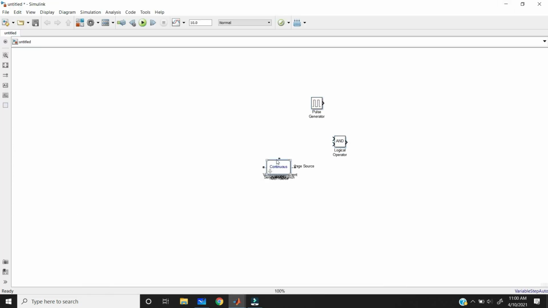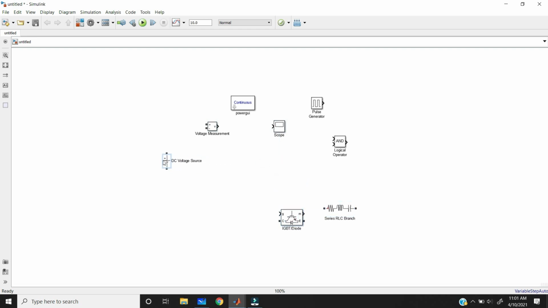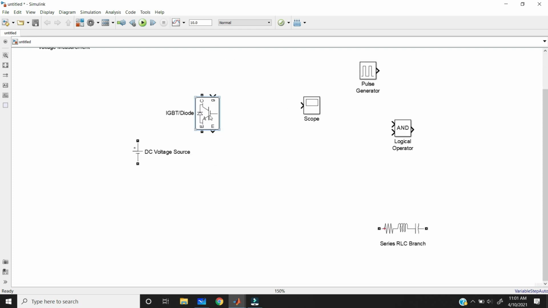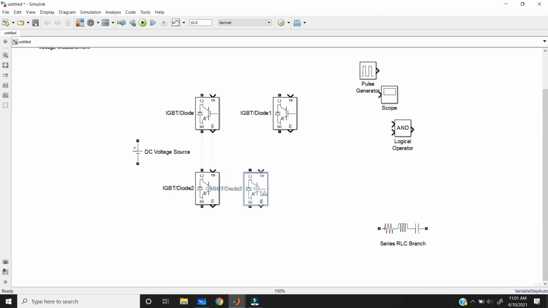First of all take the DC source, and connect it to 4 switches. So take the IGBT switch. To rotate it use Command Control R. That's it. So take 4 switches; just right click and drag, and you can easily copy this one. Now connect the circuit switches as per our circuit diagram. Like this you can connect.